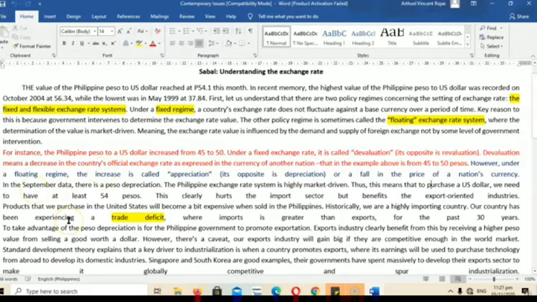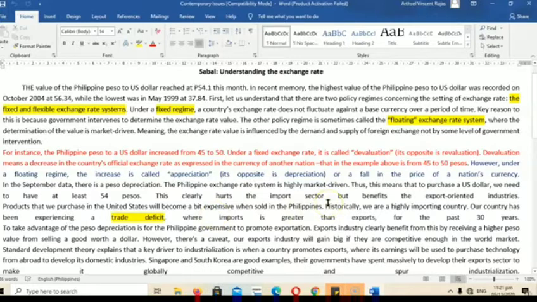This clearly hurts the import sector. Why? Because when we say import sector, we are buying the goods of foreign countries. We are paying more pesos to obtain the dollar, because the prices of these imported products are based on foreign currencies.